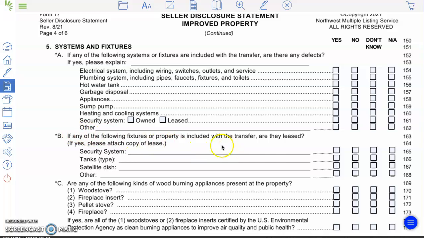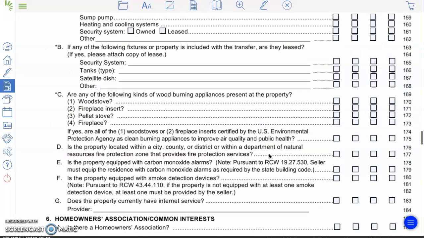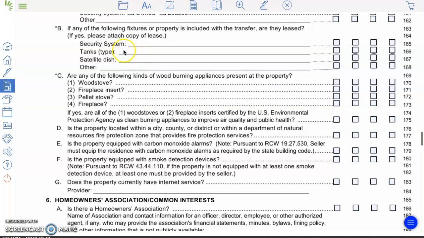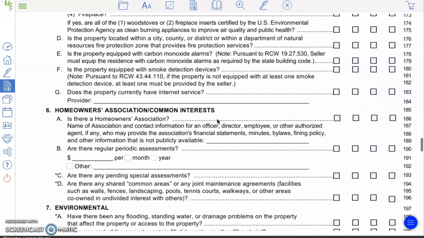If any of the following fixtures on the property is included with the transfer, are they leased? So if you have, let's say, a septic or propane tank, and you lease it, you pay a yearly fee. You just want to disclose that here and attach a copy of the lease. Same with security system. Any of the following kinds of wood burning appliances present on the property: wood stove, fireplace insert, pellet stove, fireplace. So you just want to either say yes or no. Basically, those are just yes or no.